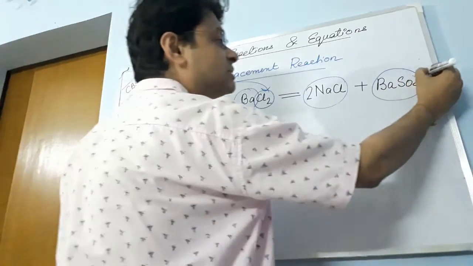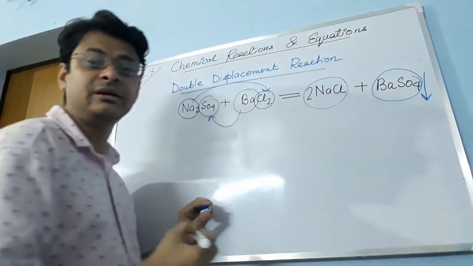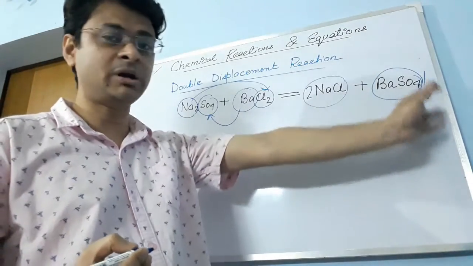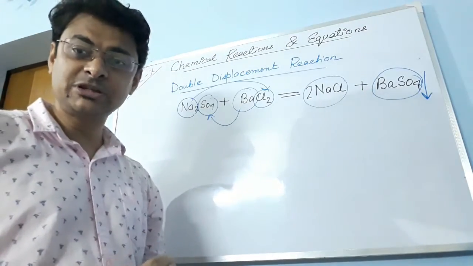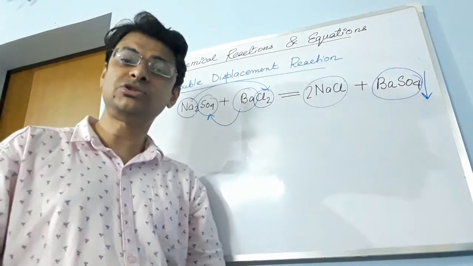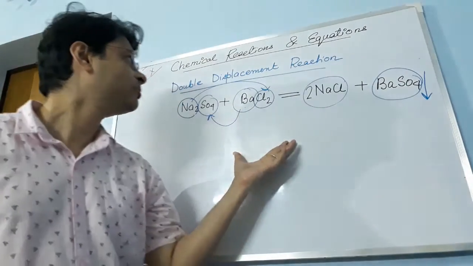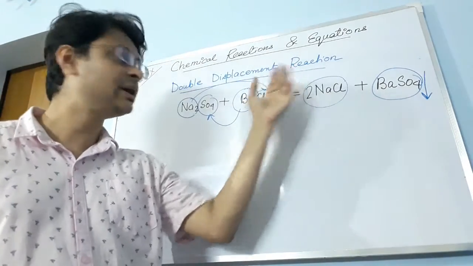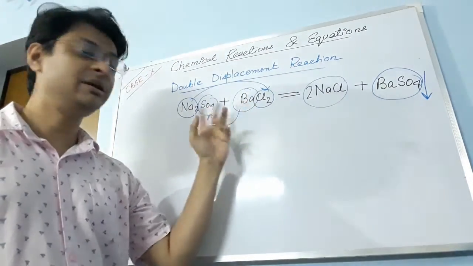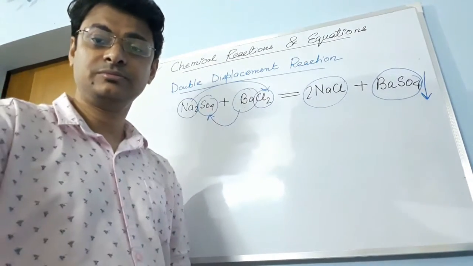Another thing you have to understand, this is a precipitate. We symbolize precipitate with a down arrow sign. What is a precipitate? Precipitate is a substance which is left behind and is completely insoluble. So double displacement reaction, again I tell you, just exchanges the groups of the individual compounds.